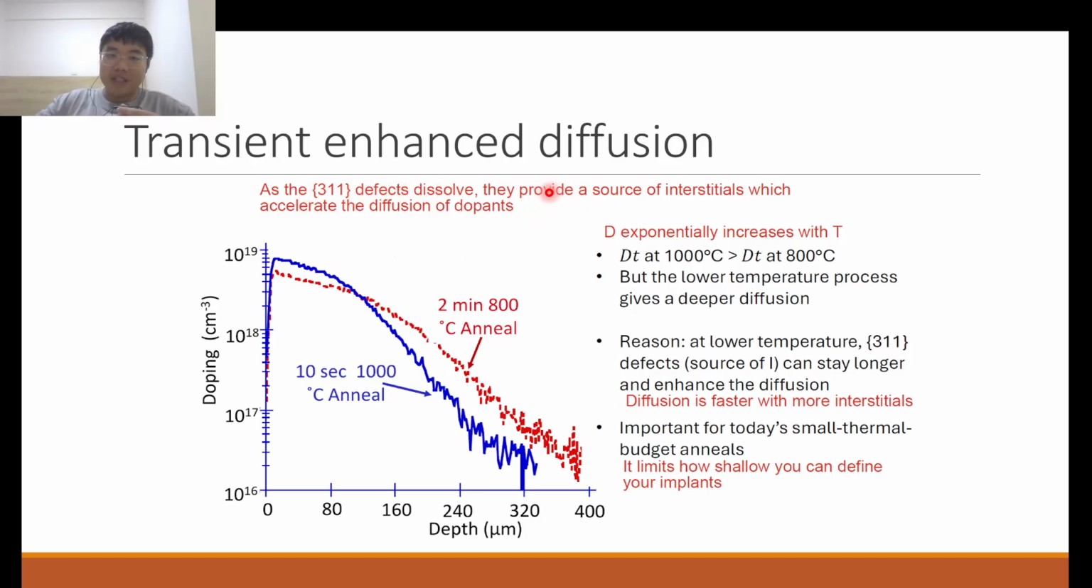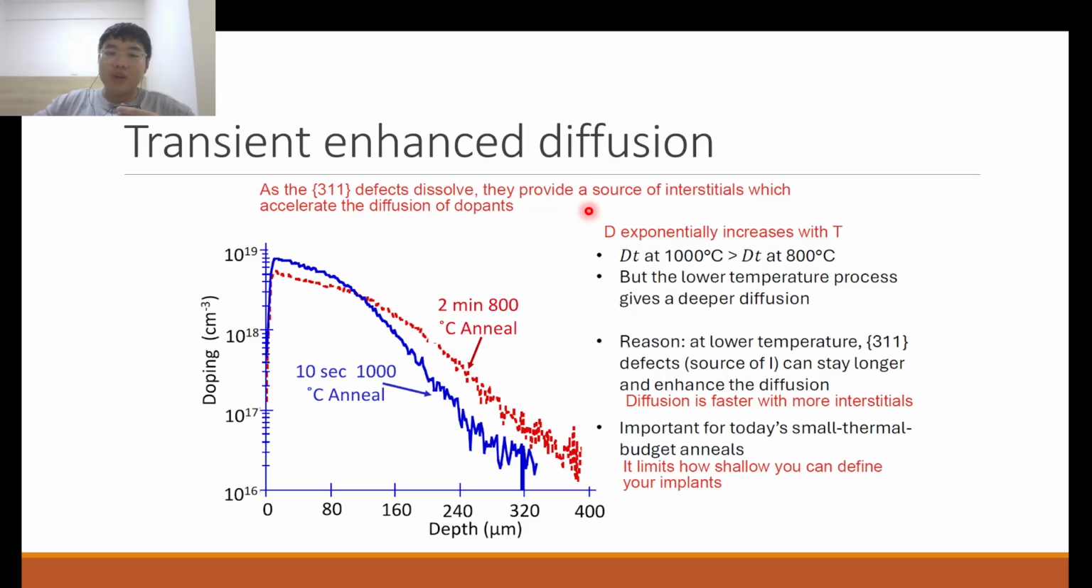311 defects dissolve, they release the interstitials. These 311 defects are ultimately composed of interstitials, and when they dissolve, they provide a source of interstitials which will accelerate the diffusion of the dopants in your material. So you can do an experiment.